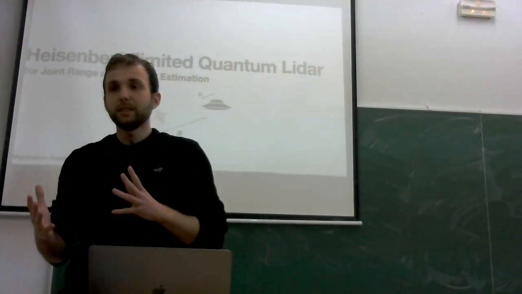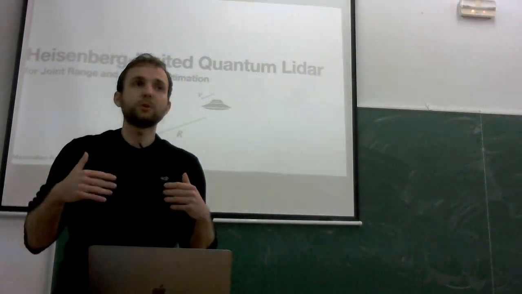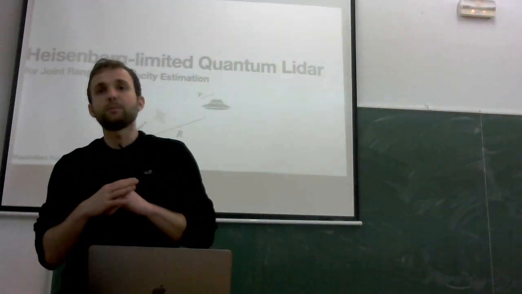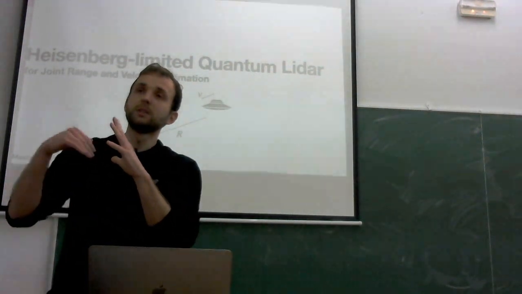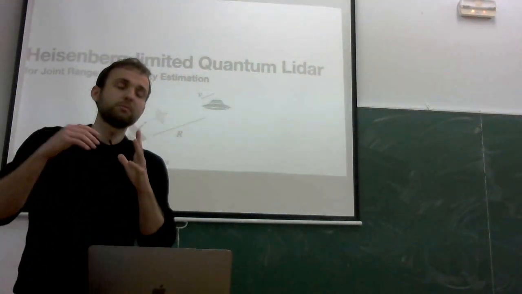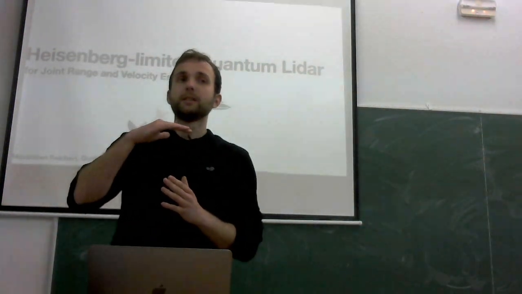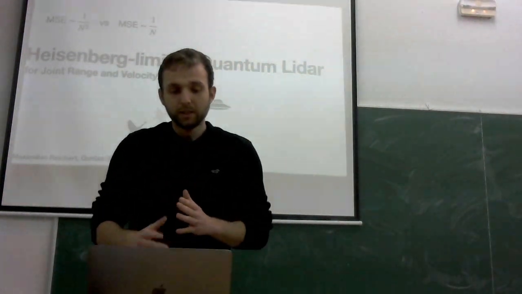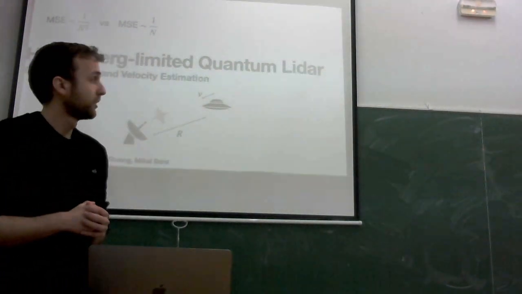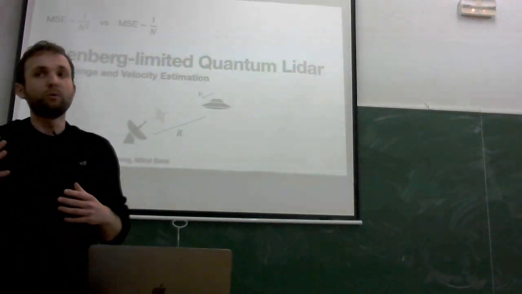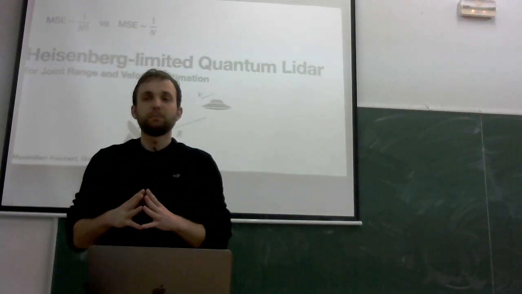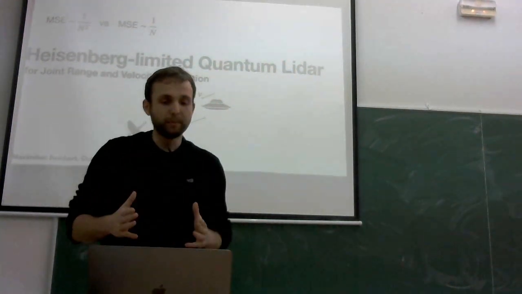And well, Heisenberg-limited refers to the fact that our protocol is able to reach the Heisenberg limit. And the Heisenberg limit just means that the error that we make on average, or what we also call the mean squared error, scales as 1 over the photon number squared. And in the classical world, we usually only get 1 over n scaling. So in quantum metrology, people usually try to reach this Heisenberg limit.